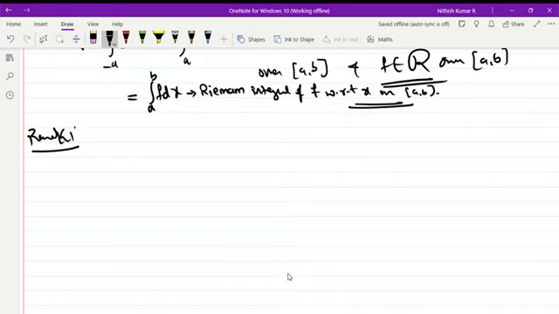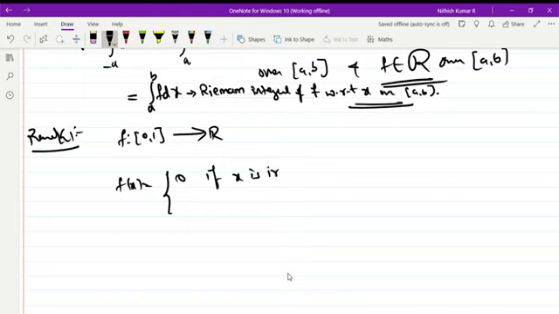The problem is: suppose f is a mapping from the closed interval 0, 1 to R given by f of x equal to 0 if x is irrational, and it's 1 if x is rational. Then with this Riemann approach, it fails to identify the Riemann integral of f.